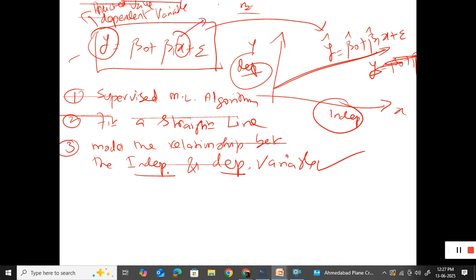And what is x? X is your independent variable. Got it? So y is your predicted value or dependent variable, x is your independent variable, e is an error, beta naught is the intercept, and beta 1 is the slope. Okay?